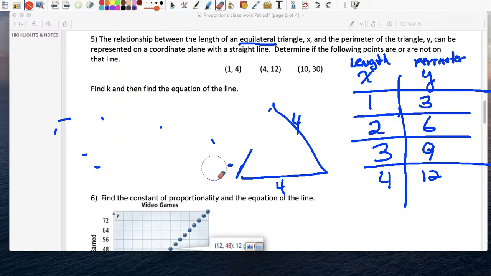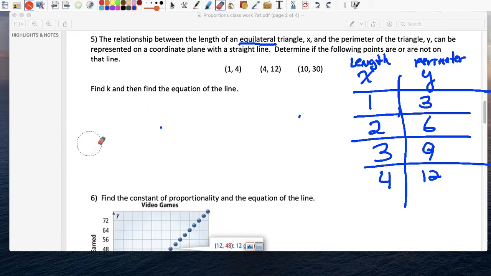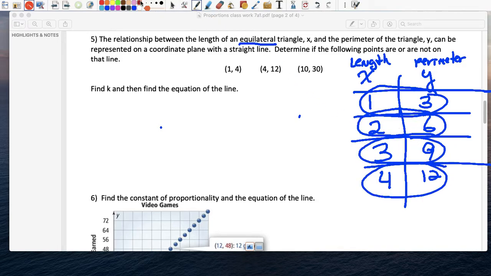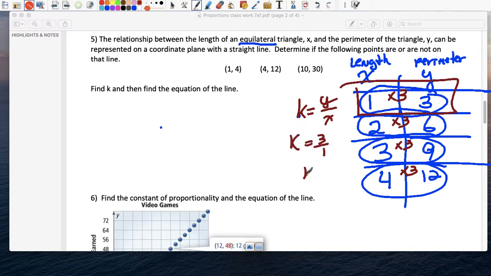Now, it's asking us what is the equation of the line. Well, look, I have 4 points. I can use this one, this one, this one, or this one. And you can tell it's proportional, right? Look, how does a 1 become 3? Times 3. 2 to 6, times 3. 3 to 9, times 3. 4 to 12, times 3. So I'm pretty sure you can guess what the constant of proportionality will be. y over x. Pick anyone. Let's just pick this guy. And k equals 3 over 1. And 3 over 1 is just 3, which makes our equation y equals 3x. That makes sense, right? Times 3.